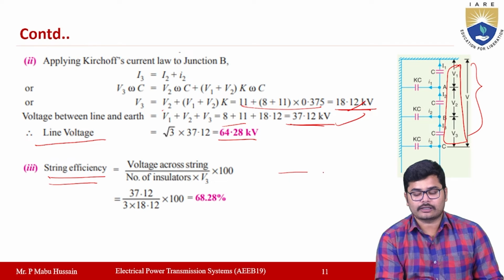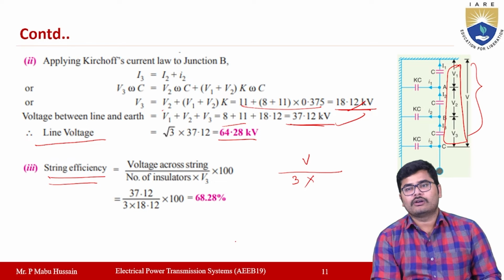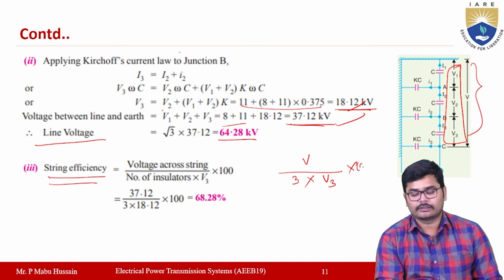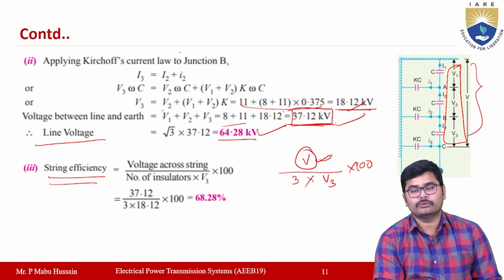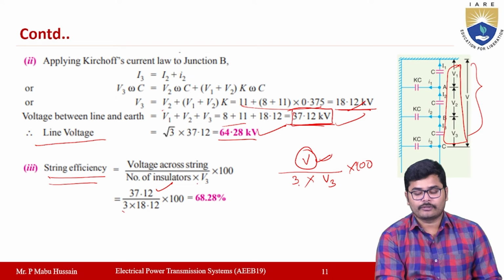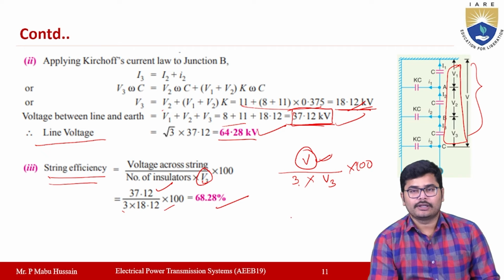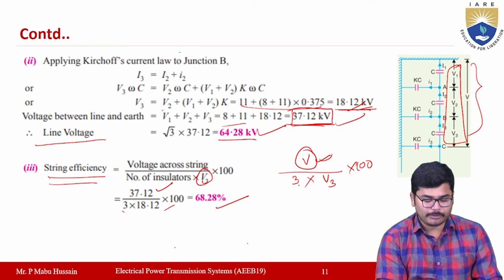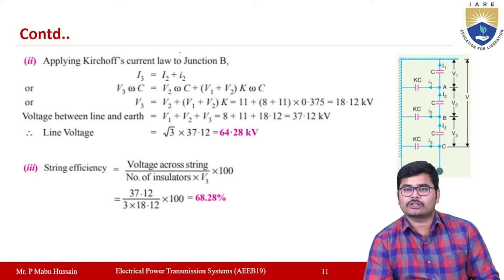So now the string efficiency. String efficiency is equal to the voltage across the total string, which is V, divided by the total number of insulators, 3, times the voltage across the disc nearer to the conductor, which is V3, multiplied by 100. Right? Per phase voltage you have to consider, so 37.12, the number 3, and the V3 value is 18.12. If you calculate, you get the string efficiency, which is equal to 68.28%.